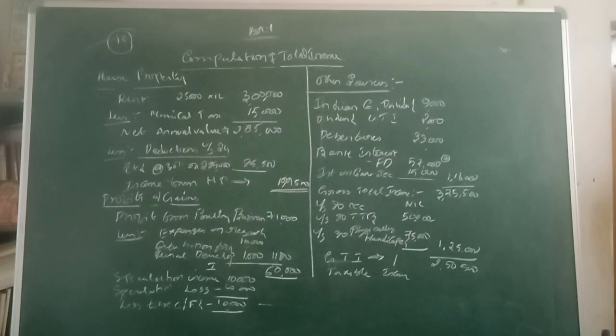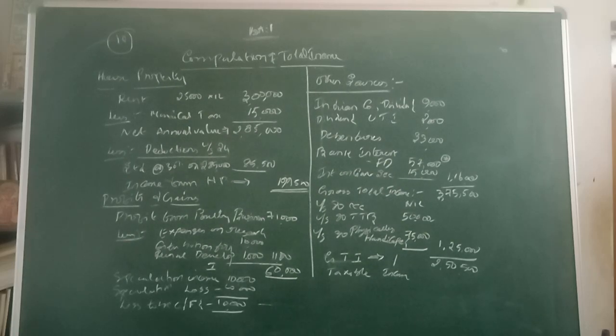Another piece of information available here is speculation income. We have two things here: speculation income of 10,000, and a speculation loss is also given in the question. You know very well that speculation income is eligible to be adjusted against speculation loss. The balance is the loss of 10,000 to be carried forward to subsequent periods. Then capital gain is not given in this question; no information related to capital gain is available.